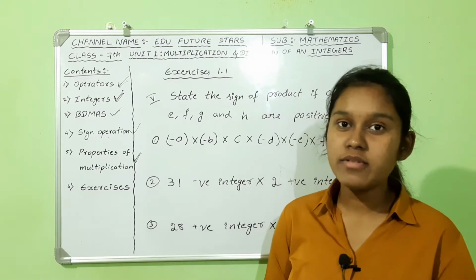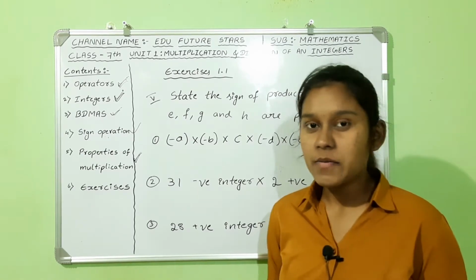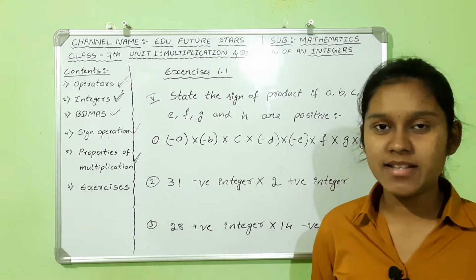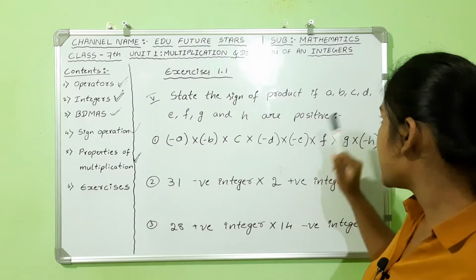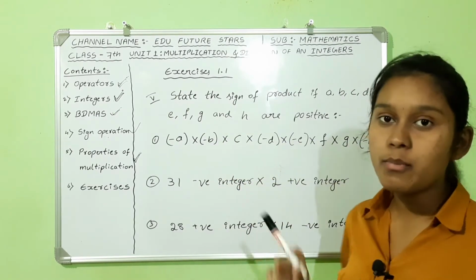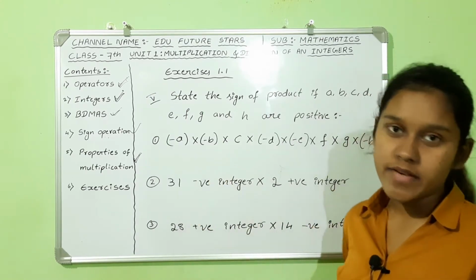Okay friends, now let's see the fifth main. Fifth main also quite simple. How we solved the fourth main, same type. Here also we have to play with the sign, that's it. Okay, see here, state the sign of the product if A, B, C, D, E, F, G, H are positive integers. Okay, now let's see the first question here.